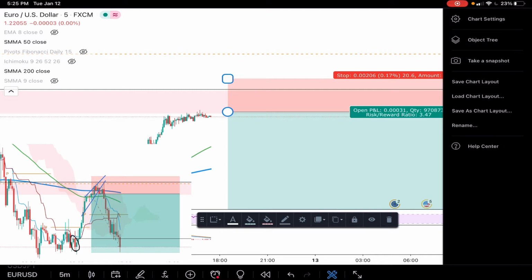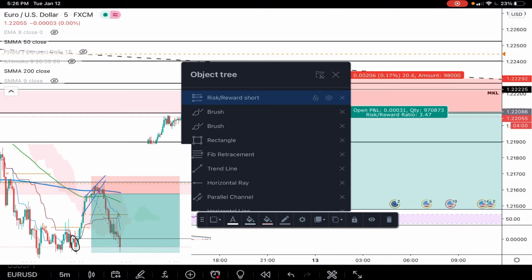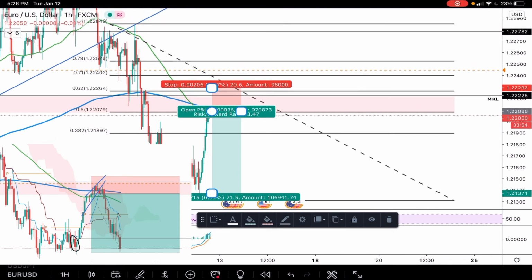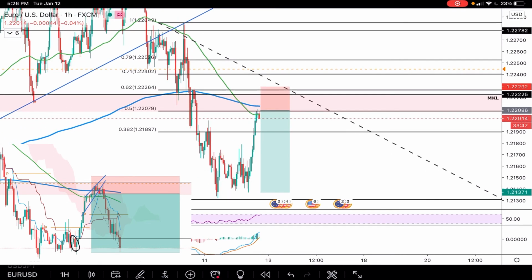Let me show you. Go back to my object tree. Show this fib retracement. Go back to the 1 hour, right? Let's just say that price comes down. Price comes up to like the 60% or some area like right here, and you want to take a trade there, you can.